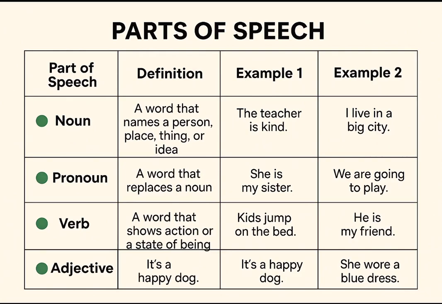4. Adjective. An adjective describes a noun, person, place, or thing. Examples: happy. It's a happy dog. Blue. She wore a blue dress.